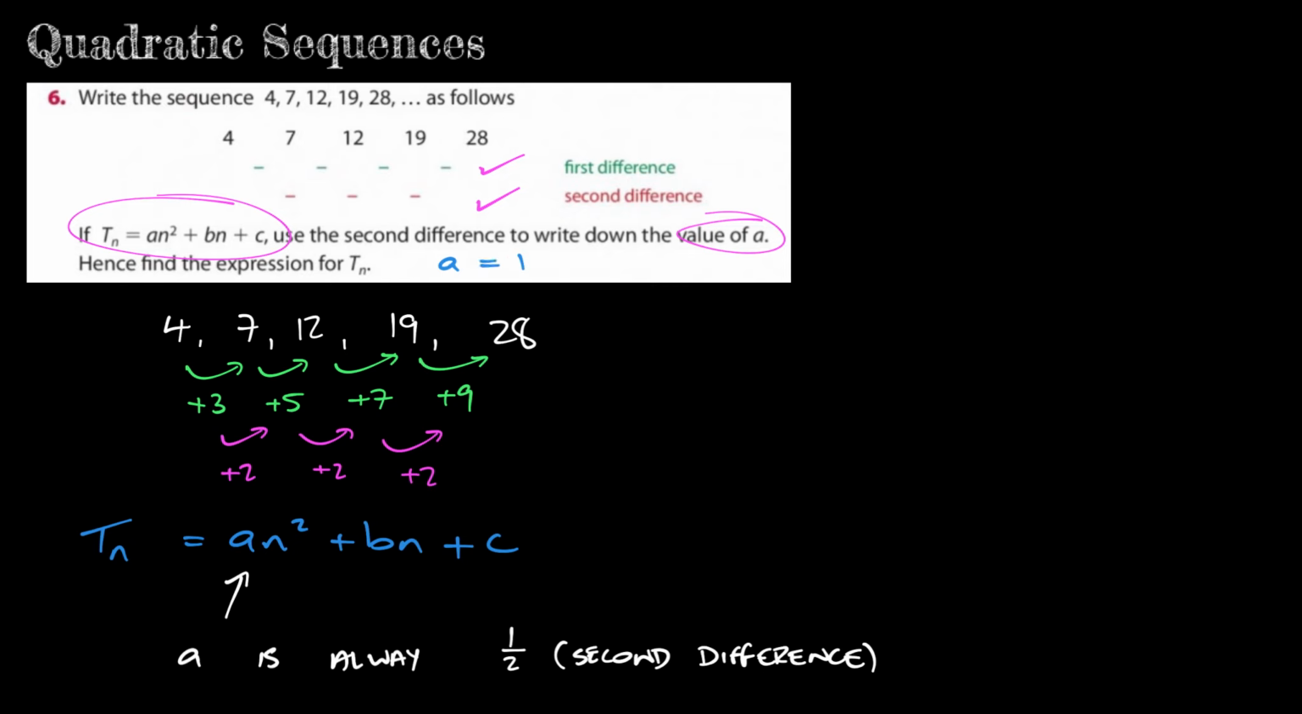And we'll come on to more questions based on that, and we'll come on to questions that ask us to form the quadratic equation, and we'll be coming on to that next. But the main thing to learn from today's lesson is that when you're forming a quadratic equation, the a, or the term that comes in front of the n squared or the x squared, whatever we want to call it, is always half the second difference. So half the second difference.